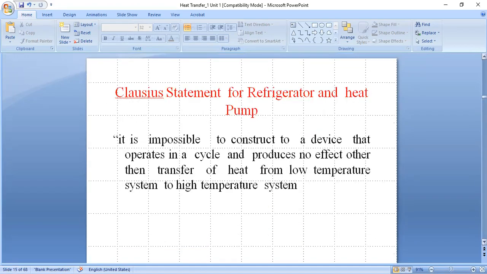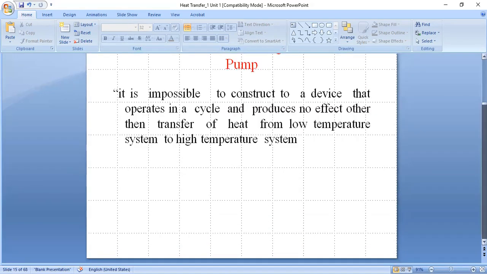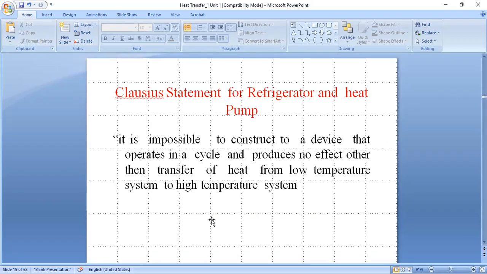Next, look here. See, in the refrigerator, what is meant by refrigerator? Refrigerator is equal to work done by heat.